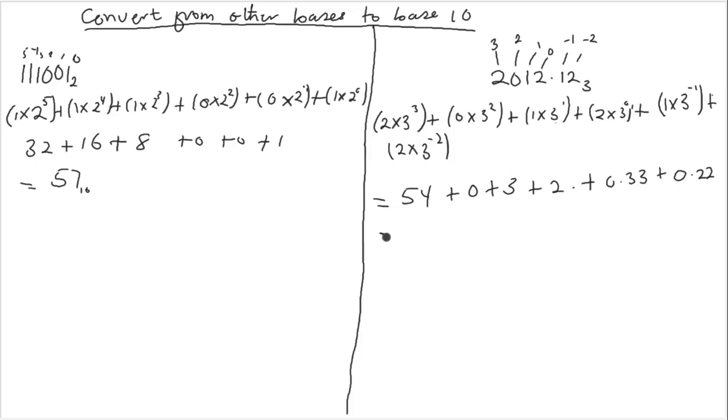So if I put all this together, if we add them, the whole number part will be 54 plus 3 plus 2, and that will be 59 point. Then the decimal part 0.33 plus 0.22, and that will be 5 base 10. So 2012.12 base 3 is 59.55 base 10. So now you should be able to convert any given base, whether with decimals or without decimals, to base 10, and vice versa.